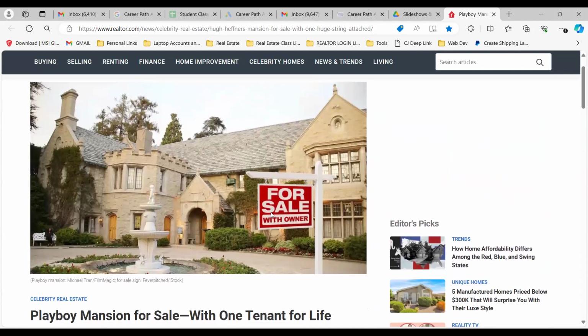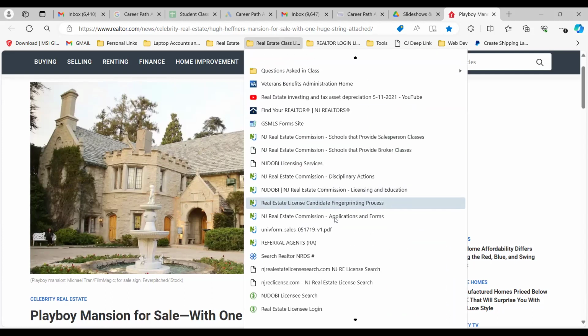But he agreed to Hugh Hefner's terms, and then Hugh Hefner only lived for 1 year after he sold the Playboy Mansion. So the guy didn't have to wait very long to get it back, right? There's some interesting stuff with that Playboy Mansion too.